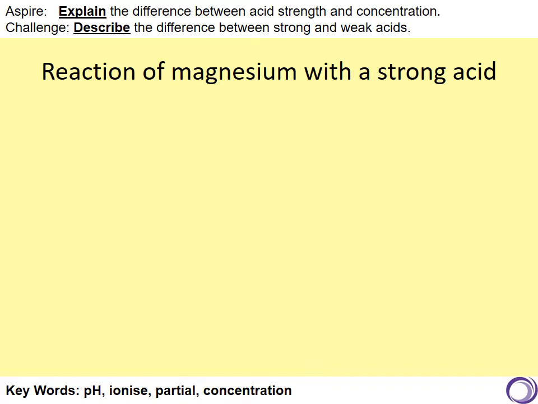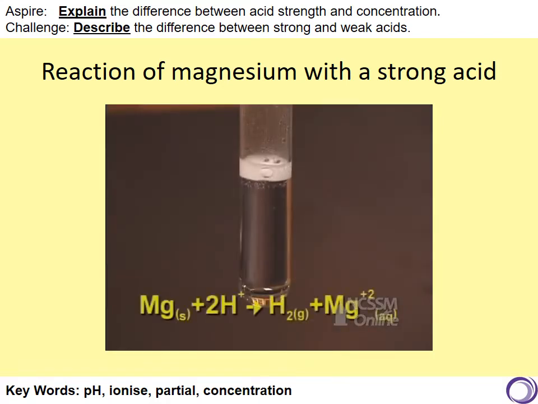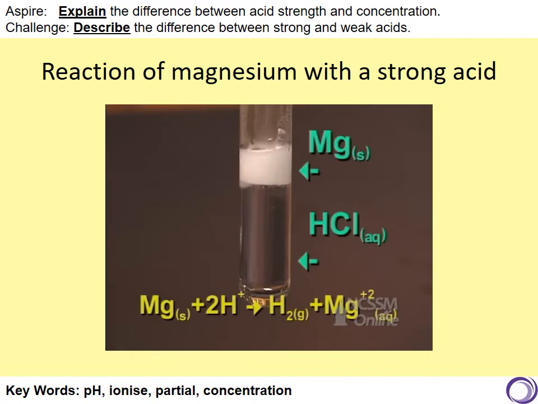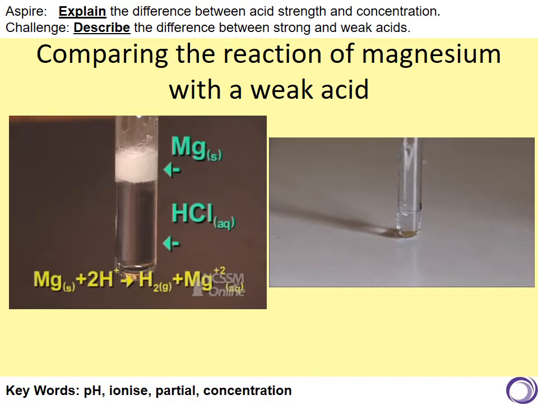So let's compare the reactions of strong and weak acids. First of all, let's look at the reaction of magnesium with hydrochloric acid, a strong acid. If we then compare this to the reaction of magnesium with a weak acid, such as ethanoic acid, we can see that in this case the reaction is much less vigorous.